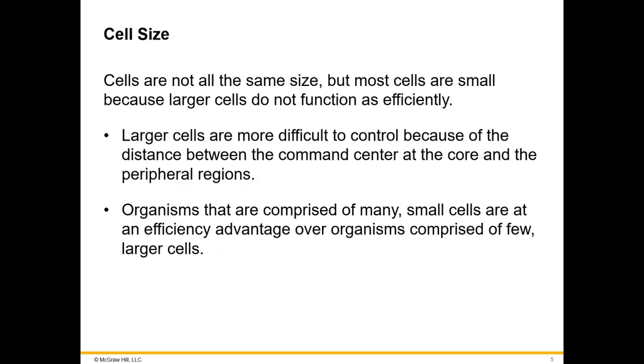Cells are not all the same size, but most cells are going to be small, and that's because it just makes more sense. Larger cells are not going to function as efficiently. And that's because they're more difficult to control, which is because of the distance between the command center at the core, which is the nucleus, and all of the other surrounding regions. Organisms that are comprised of many small cells are at an efficiency advantage, so they're able to do things more quickly over organisms comprised of few larger cells.